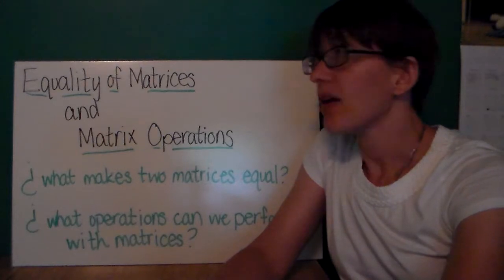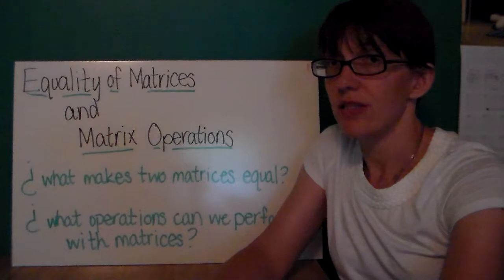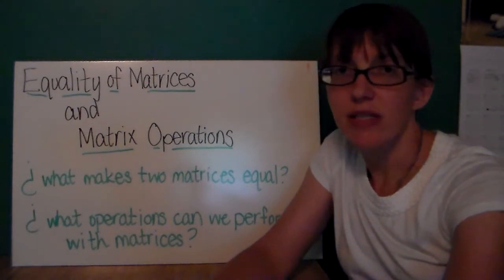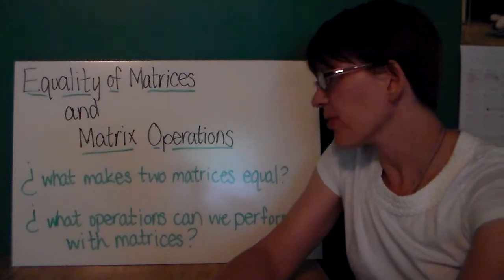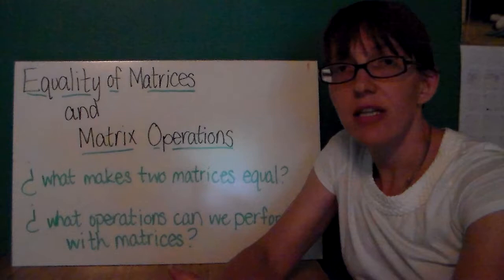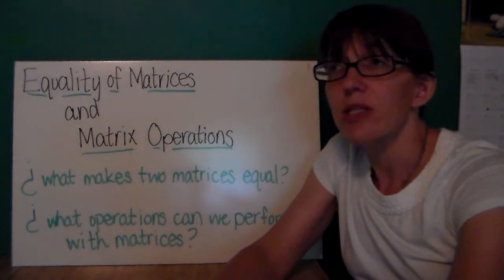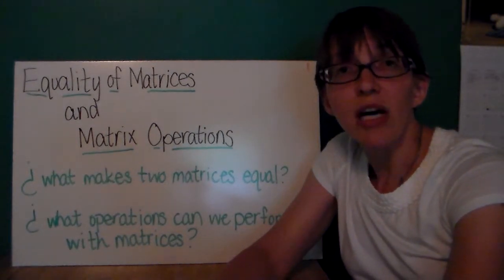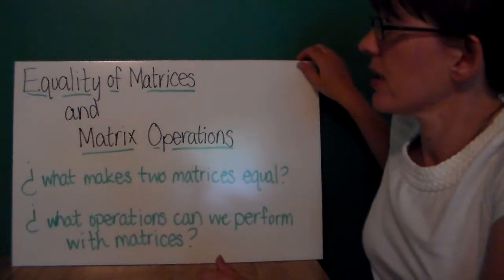I'm here to talk today about equality of matrices and matrix operations. So our two questions are, what makes two matrices equal? And also, what operations can we perform with matrices? By the time you're done, you'll know what makes two matrices equal, and you'll also be able to perform some basic matrix operations above and beyond the elementary row operations that we've already studied.